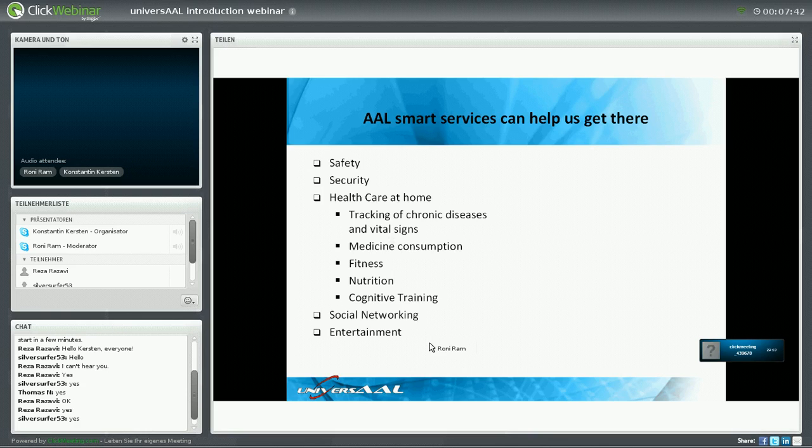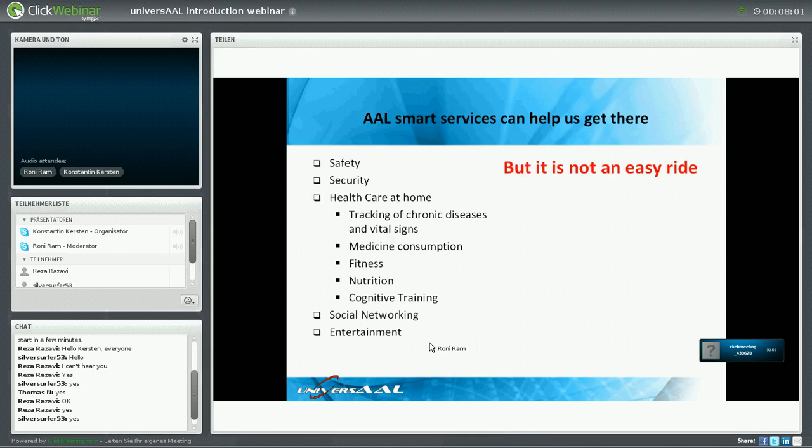The AAL field also addresses social aspects, like social networking, social interaction of elderly with their friends, family, and caregivers, and also entertainment. We want to help the elderly people to remain at home, but we don't want their social life to be affected by that.